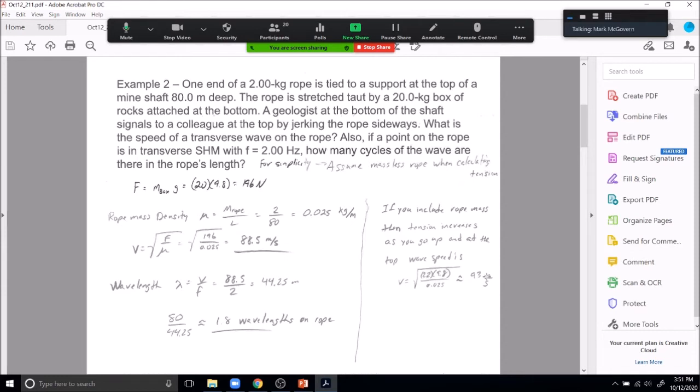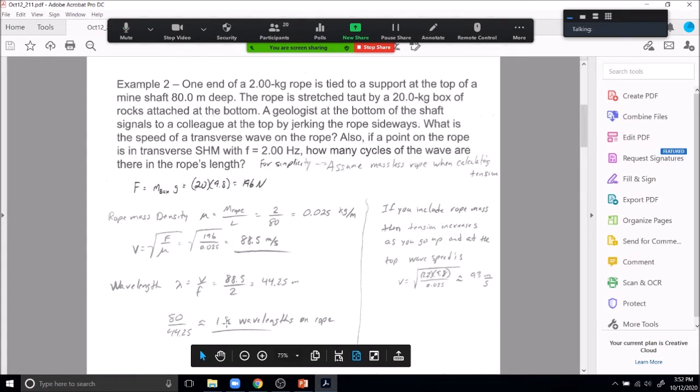So what that means is at the bottom, when the geologist is jerking the rope back and forth, that wave speed is 88.5, and as the wave travels up, it actually gets faster. Right? And so the wavelength's going to vary throughout the rope, but not by much, because look at this speed jump here. It was not very much, maybe 5% higher. That's about it. The speed's a little higher, so the wavelength is a little lower. It would be like an average wavelength.